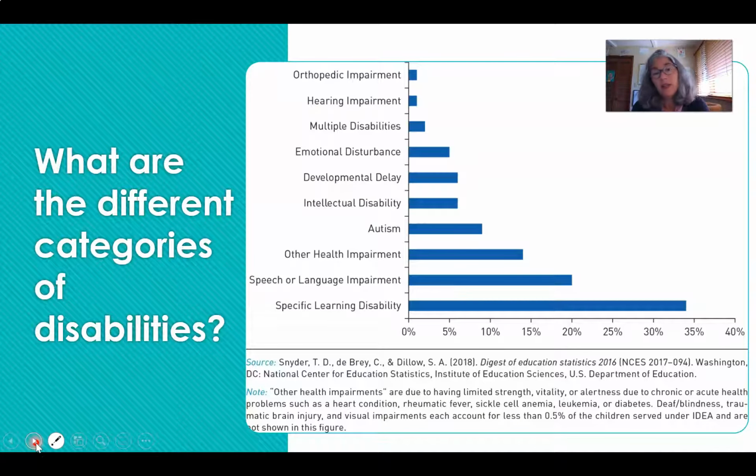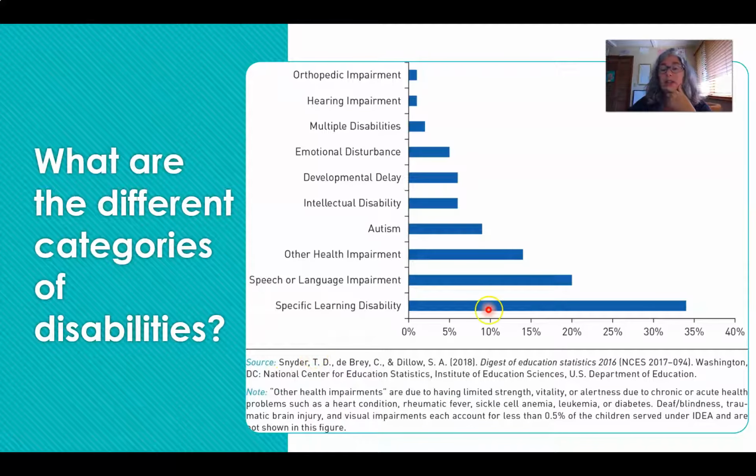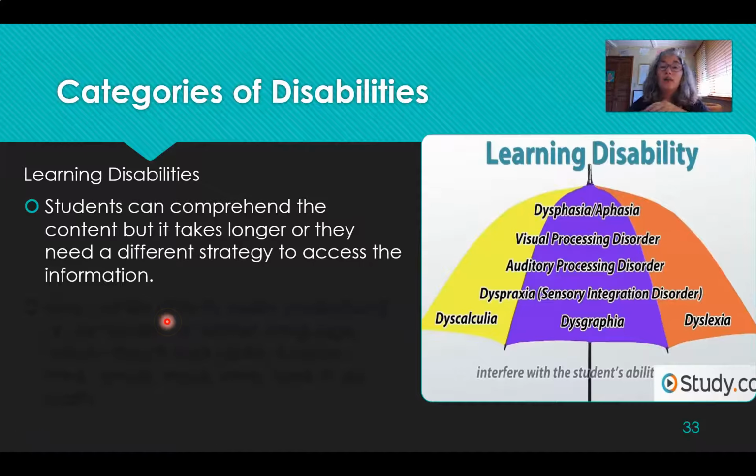Now, there are a lot of different categories of disabilities. This chart here is from our textbook, and it does show the more common types of disabilities, and you can see here the most common ones. We're going to take a peek at these 4 since they are the most common that you're likely to see in the classroom. First is learning disabilities, which you can see is almost 35% of the disabilities that you would be seeing.